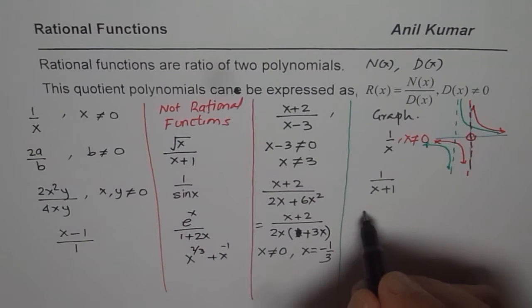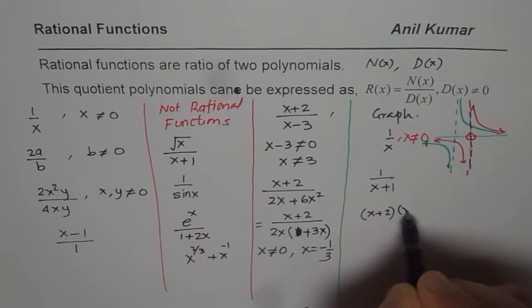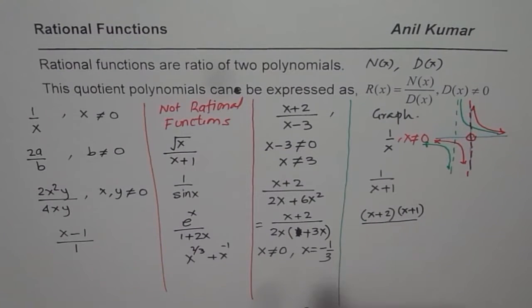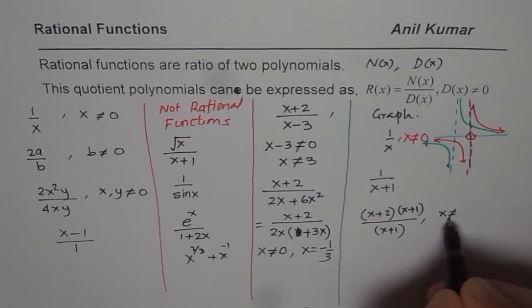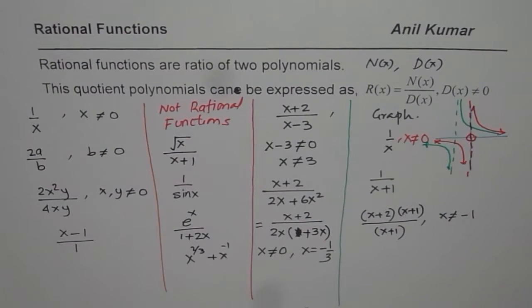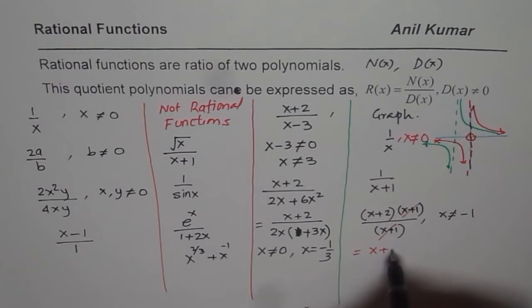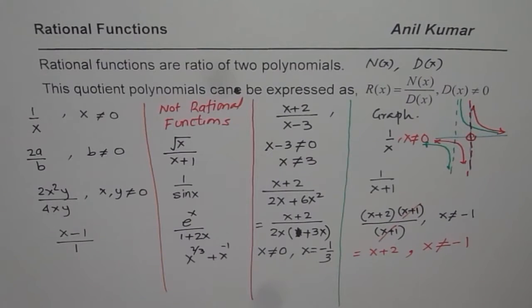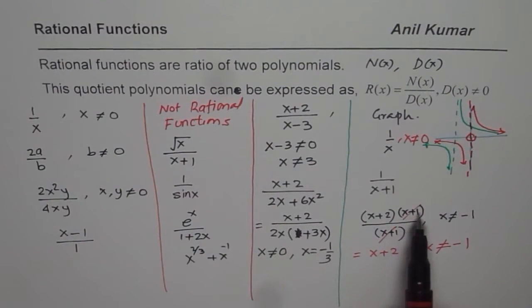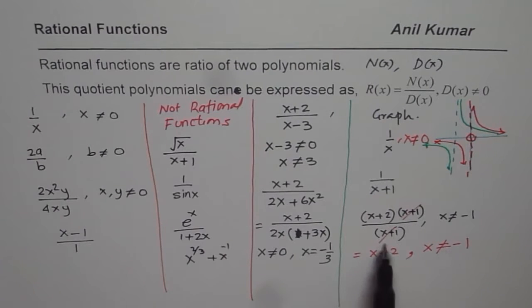To give you an idea, if I have a function which could be written in the factored form as x plus 2 times x plus 1, divided by x plus 1, in this case the restriction is that x is not equal to minus 1, since that will make the denominator 0. But you can cancel them. If you cancel them, you get x plus 2. However, you have to write the restriction that x is not equal to minus 1. In that case, the graph of this function will represent the line x plus 2, but there will be a hole at x equals minus 1, right? Since x equals minus 1 is not in the domain of the function.